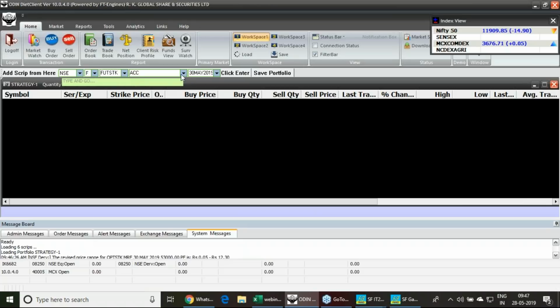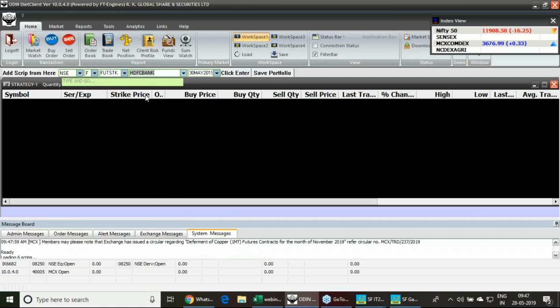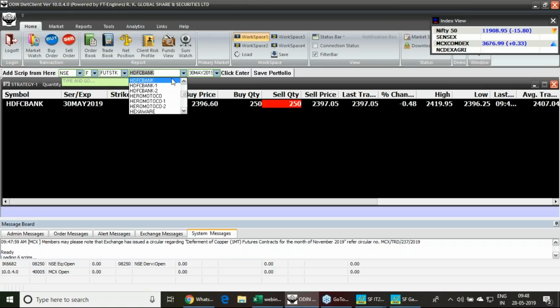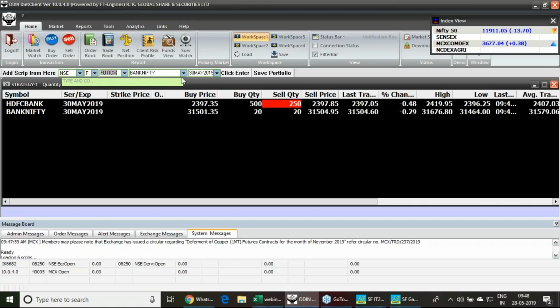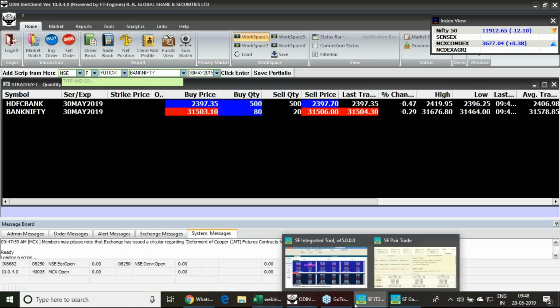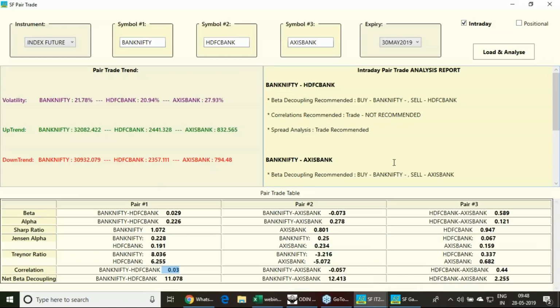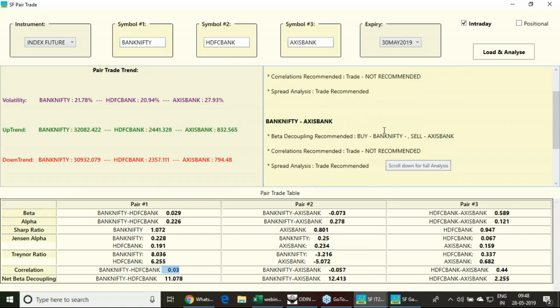This is for intraday. Beta decoupling very rarely gives an intraday opportunity. HDFC Bank sell and buy the Bank Nifty. This is what has come. Bank Nifty future, this is a buy, and it must be hedged, because beta decoupling is supporting, however correlation is not supporting.